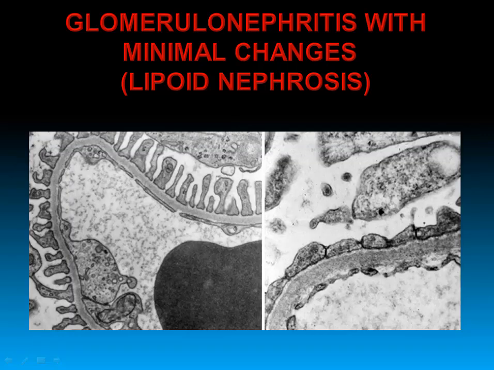Why minimal changes disease? Because the changes in glomeruli can be detected clearly only with electron microscopy. These changes are loss of secondary processes, small processes of podocytes, and accumulation of some immune deposits under the basal membrane. Possible complication of lipoid nephrosis is replacement of kidney with connective tissue, nephrosclerosis, and development of chronic renal failure.